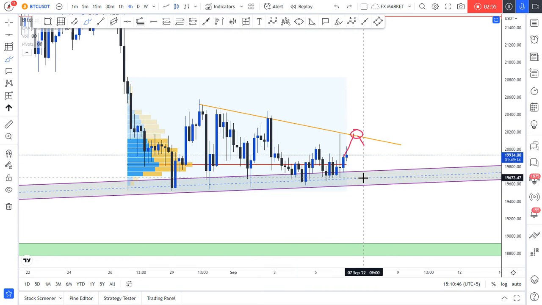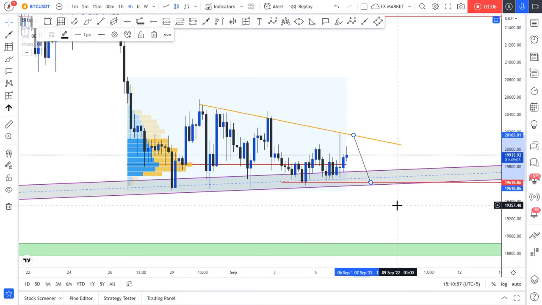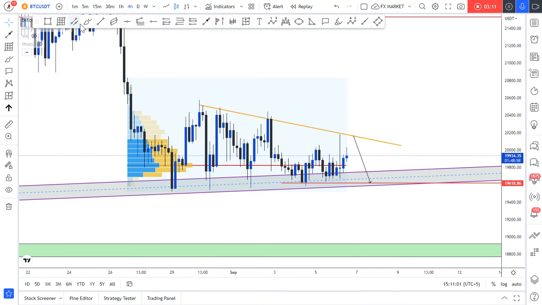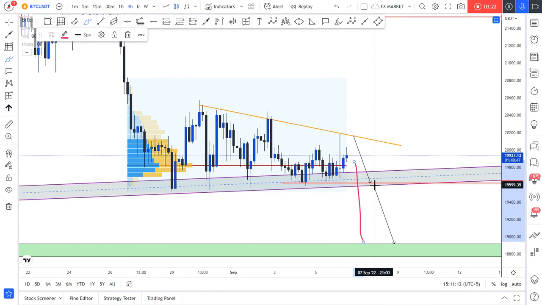If price holds this level of support, then you can exit from here. But if price breaks this area, then you can hold your position to the target of this area. All right, don't come to this area like this. Price breaks this support, retests, and then comes towards this level.